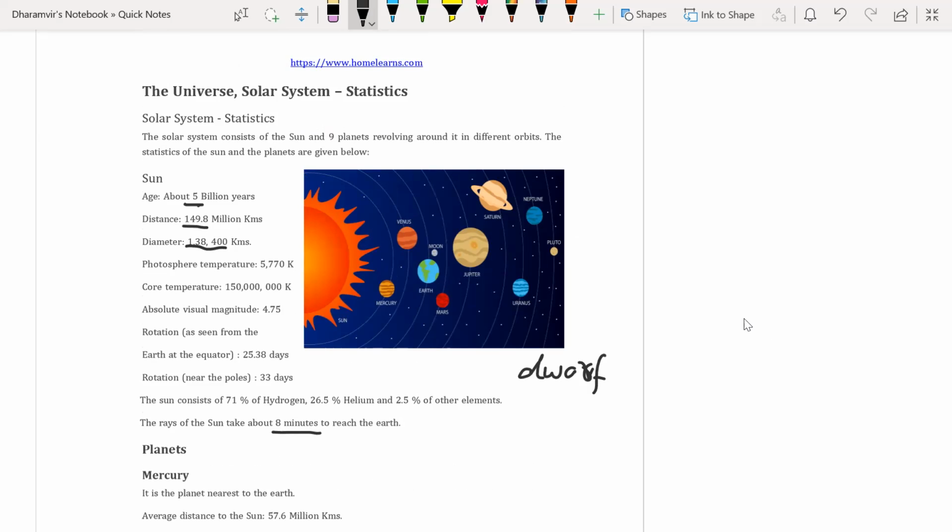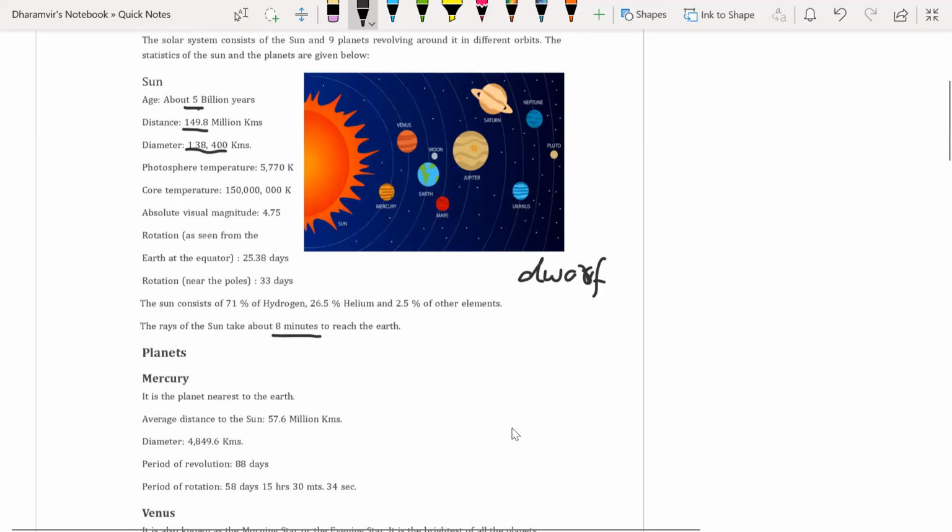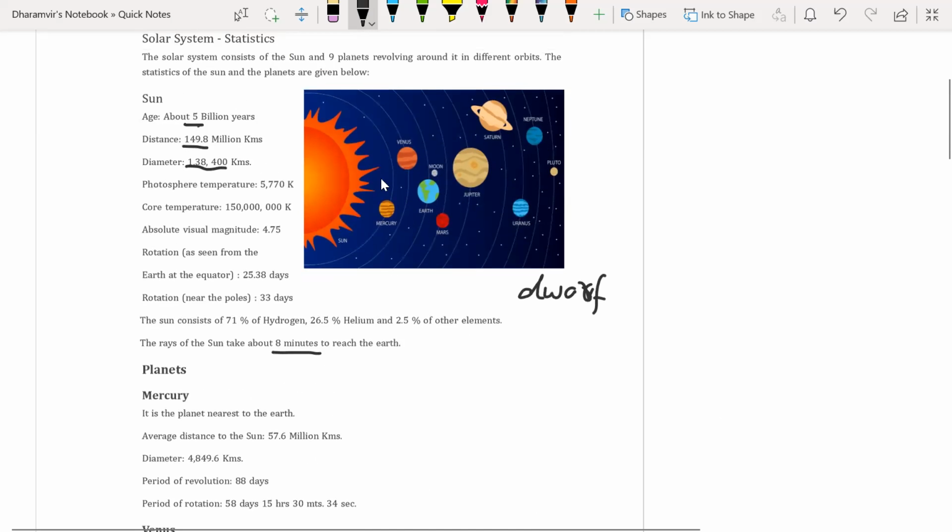It consists of hydrogen 71%, helium 26.5%, other elements 2.5%, and the sun's rays take 8 minutes to reach the Earth. Then there are the planets. As you are seeing in the figure, there are planets. The nearest planet is Mercury.